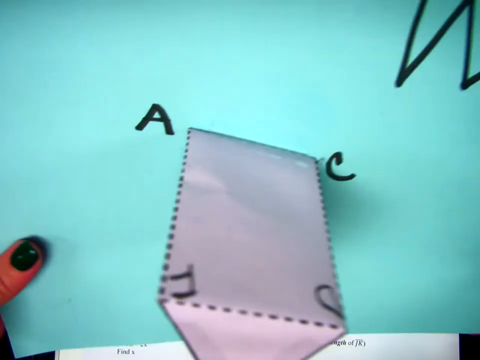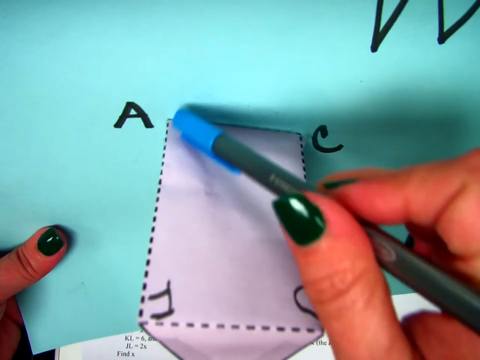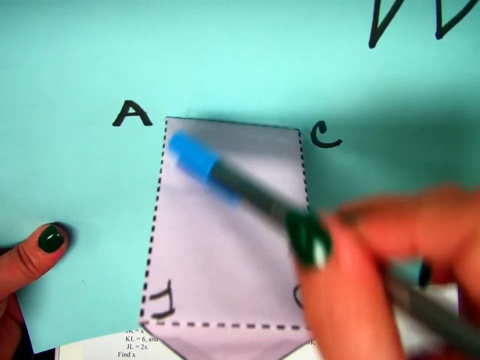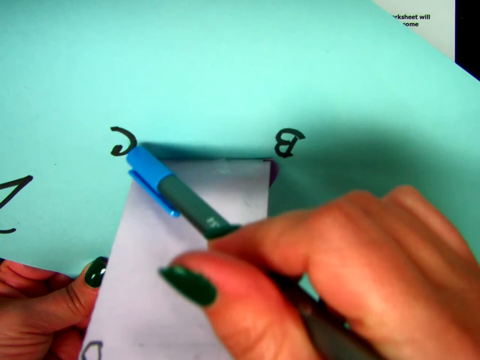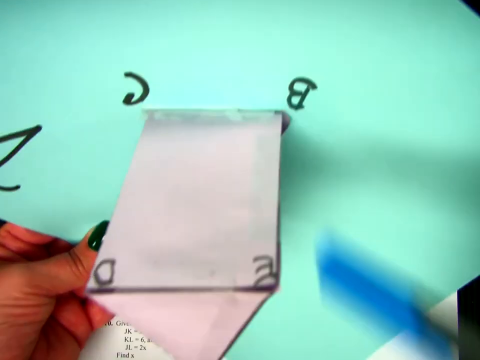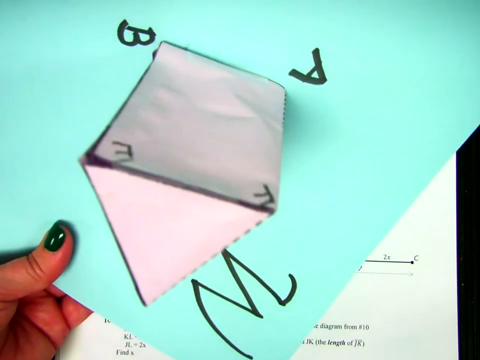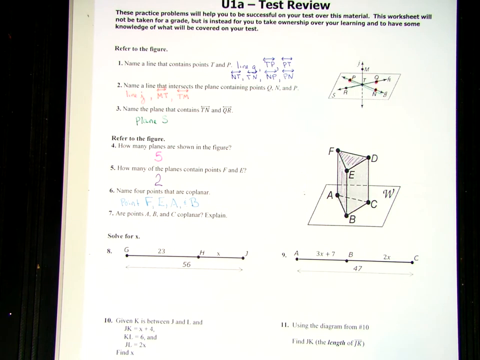But I could have looked at any of the sides, right? I could have looked at this side and said D, F, A, and C. Those are all on the same flat surface. Or I could have looked over here and said E, D, C, and B. Those are all on the same side. So those are coplanar. They're all on the same plane. Okay? Questions on naming points that are in the same plane?